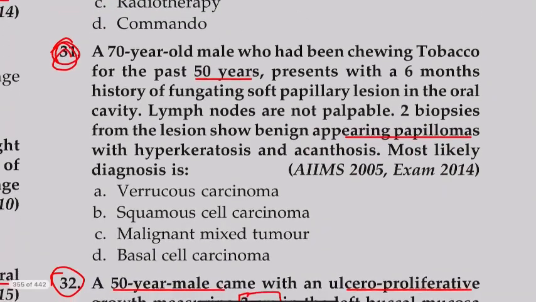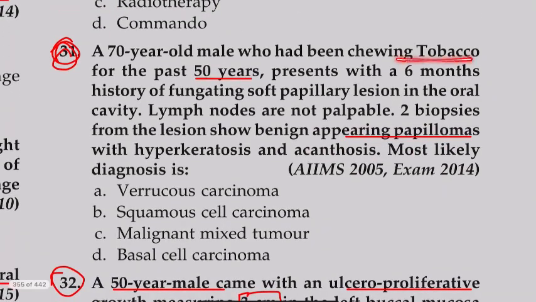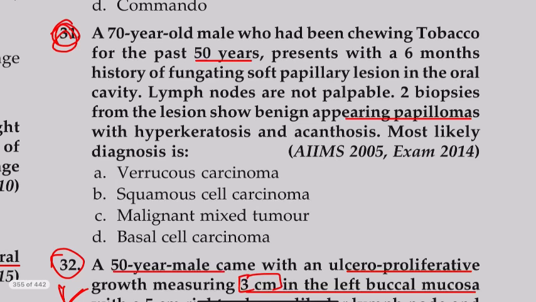A 70-year-old male who had been chewing tobacco for past 50 years presents with 6-month history of fungating soft papillary lesion in oral cavity. The lymph nodes are not palpable. Two biopsies from lesions show benign appearing papillomas with hyperkeratosis and acanthosis. What is the most likely diagnosis? That is verrucous carcinoma, right?